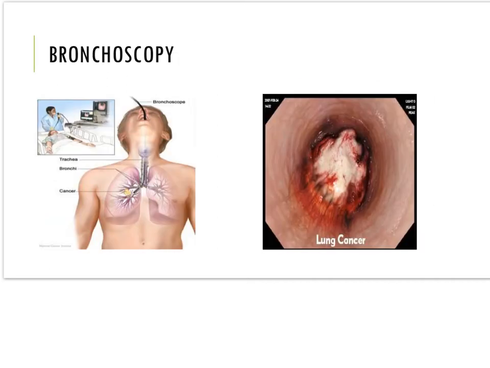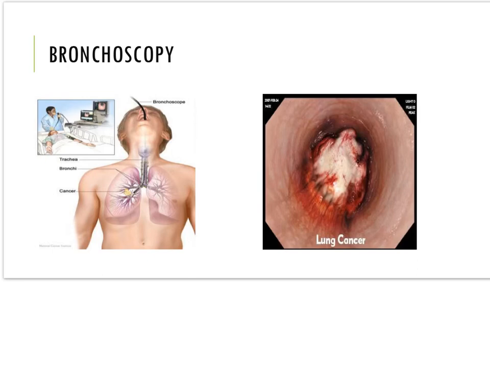Next is a bronchoscopy. A bronchoscopy is a type of scope, and so the patient who's going to have a scope is going to be NPO, and they're going to have to sign a consent. This scope actually goes down through the patient's mouth, typically, goes through the trachea, and then goes down into the main stem bronchus and can look at both sides of the lung.